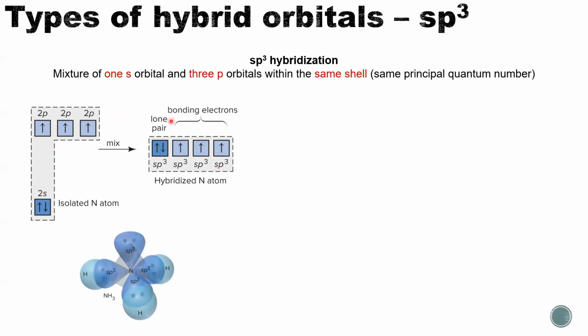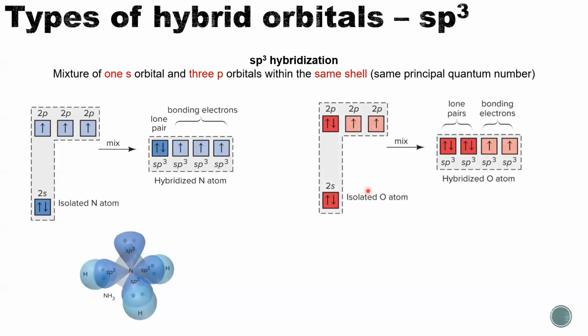Okay, so these hybridized orbitals can be used for bonding, like in this ammonia, where the sp3 orbitals bond with hydrogen, or they can be occupied with a pair of lone electrons. Okay, a pair of electrons here. So this sp3 orbital does not bond with hydrogen. Instead, it's occupied with lone electrons, a pair of electrons.